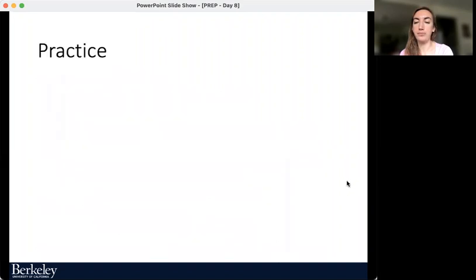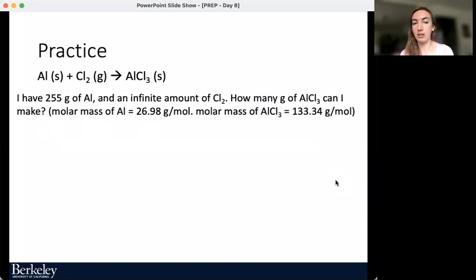Okay. So I'm going to have you practice this exact same reaction. I have 255 grams of aluminum and an infinite amount of chlorine. So what that means is I'm never going to run out of chlorine. I'm just going to use up all my aluminum. How many grams of AlCl3 can I make?